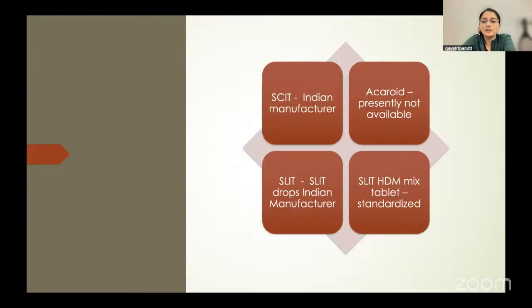The acaroids, the standardized hypoallergenic allergens which were present earlier, are not yet available and are presently out of the Indian market. The SLIT drop formulations are there from Indian manufacturers, and also the SLIT HDM mix tablets are available for us now, which are standardized allergens covering Der f1, Der f2, Der p1 and Der p2. It does not have a significant amount of Blomia in it.